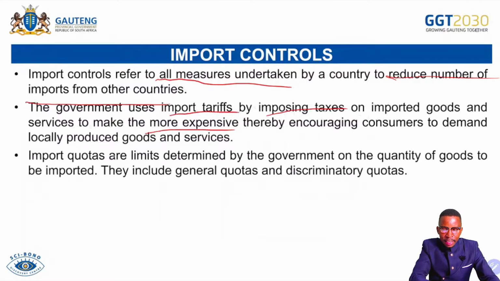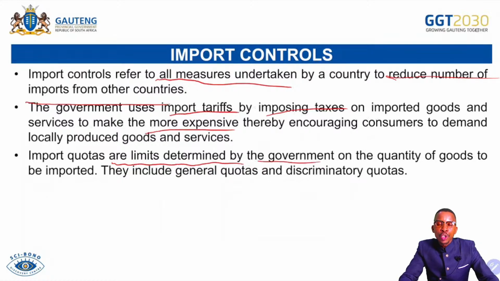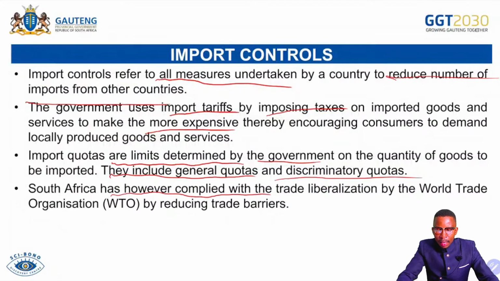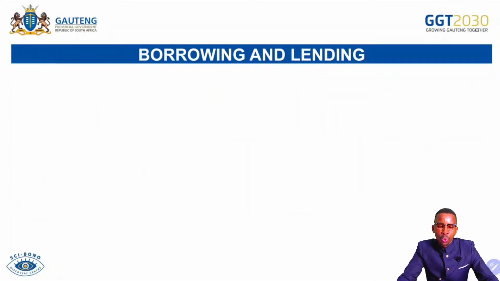And then import quotas are also limits that are set by the government on the quantity of goods that can be imported from foreign countries. They include general quotas as well as discriminatory quotas. So remember, as goods are limited from flowing in, that will lead to consumers demanding less of those goods and services. South Africa has, however, complied with the trade liberalization by the World Trade Organization by reducing the trade barriers on imported goods and services.